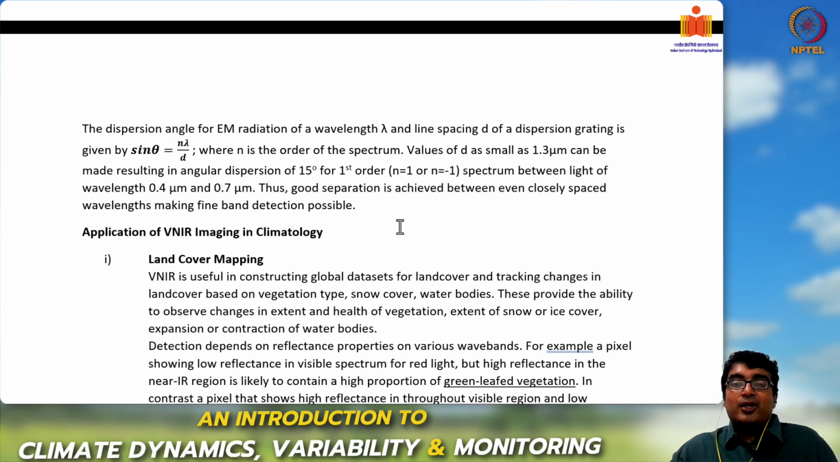Alright. So, based on this, with a d of 1.3 micrometers, the difference in the angles between the red light and the blue light can be as much as 15 degrees, between 0.4 micrometers the blue zone and 0.7 micrometers the red zone. Hence, good separation is achieved between even closely spaced wavelengths, making fine band detection possible. Okay. So, prisms and diffraction gratings help to separate out lights of various wavelengths at better and better resolutions, and that helps us to create even finer bandwidths less than 0.1 nanometers in length. Okay.